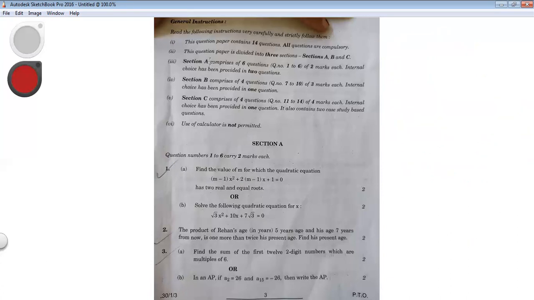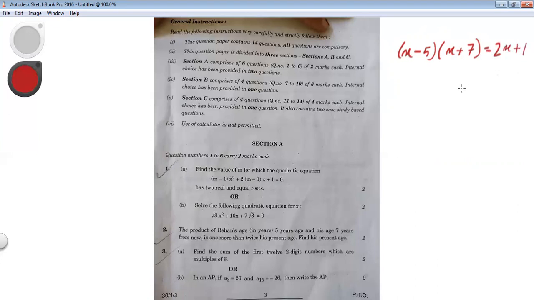What does it say? The product of Rehan's age in years 5 years ago and his age 7 years from now is 1 more than twice his present age. Find his present age. Let's say his present age is x. His age 5 years ago is x minus 5, into his age 7 years from now, meaning in the future, x plus 7. This product is 1 more than twice the present age, so it equals 2x plus 1.